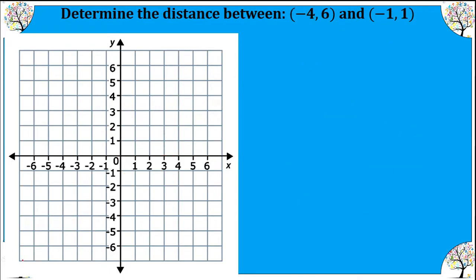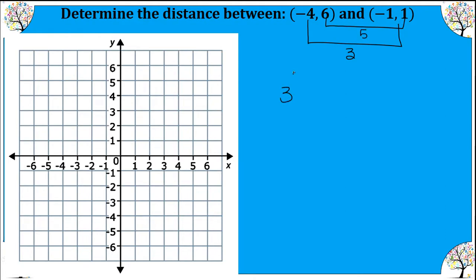Let's try one more. And this time we're going to notice the 2 points, and let's try to do it without the graph at first and then prove. So I want to change so we can see this. From -4 to -1, the distance between the two is 3 units. Then the vertical is going to be from 6 to 1, a distance of 5.